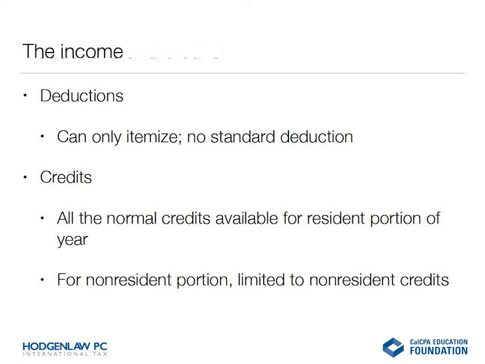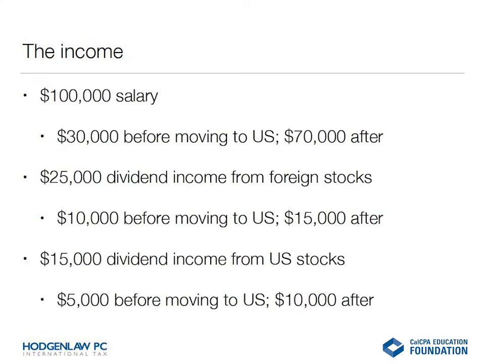I'm actually not going to have those on this sample return. So let's say that Mary had $100,000 in salary income, and of that $100,000, $30,000 of it was earned before moving to the U.S., and $70,000 was earned after May 1st when she moved to the U.S.